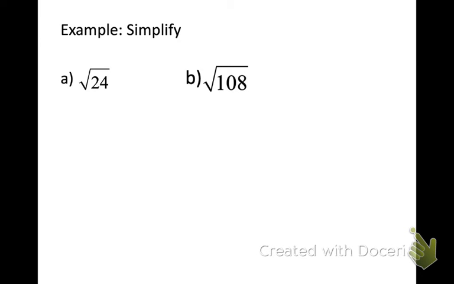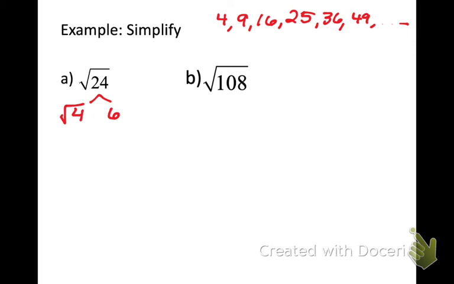All right, so simplifying the square root of 24. Again, when we were talking about this earlier, I'm going to try to find out of my perfect squares. My perfect squares are 4, 9, 16, 25, 36, 49, and so forth. I'm going to try to find my largest perfect square that divides into 24. Well, that would be 4. 4 times 6 is 24. So the square root of 4 times the square root of 6 is the same as the square root of 24. The square root of 4 goes to a 2, and the square root of 6 doesn't simplify any further, so it would be 2 root 6.